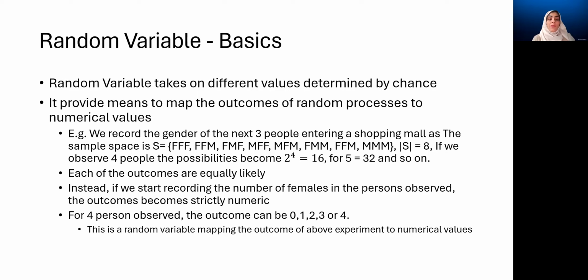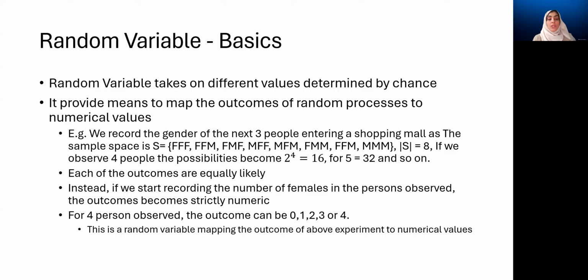For example, if we record the gender of the next 3 people entering a shopping mall, the sample space would be all females, FFF, first 2 females, then male, FFM, FMF, MFF, and so on. The size of the sample space is 8. We get 8 different combinations. If we observe 4 people, the possibilities will become 2 raised to power 4. For 5, it is going to be 32, 2 raised to power 5, and so on. Each of these outcomes are equally likely.